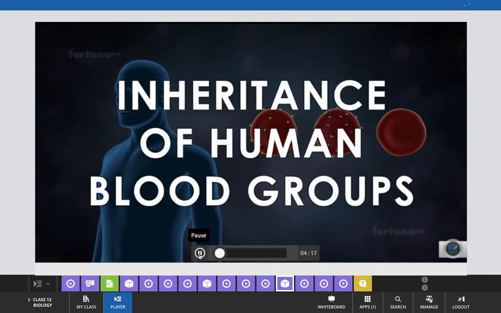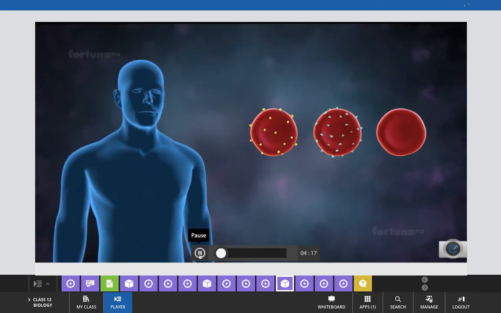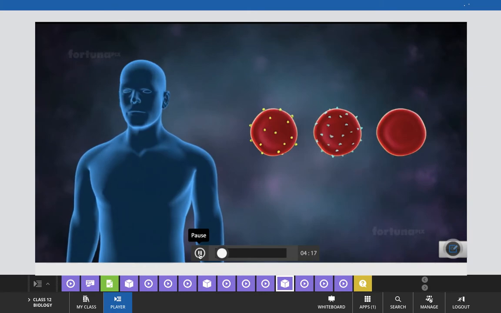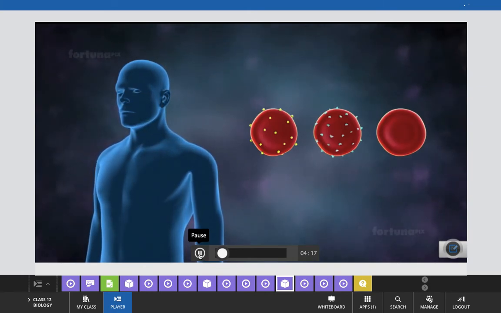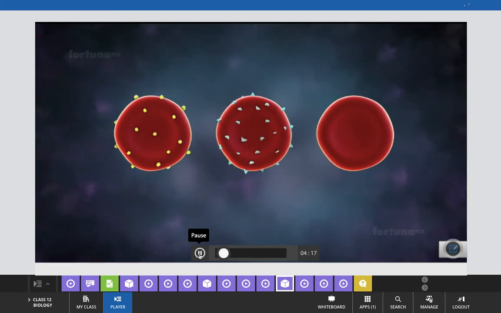Inheritance of human blood groups. Human blood groups, also known as blood types, are inherited through a phenomenon known as codominance. With codominance, both the dominant and recessive traits will occur simultaneously and without blending.